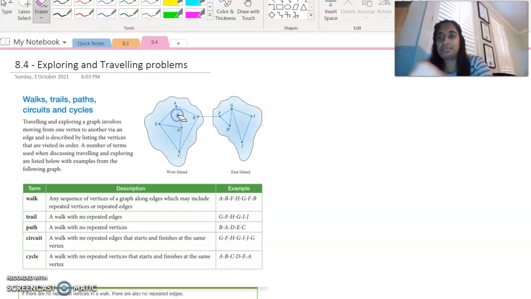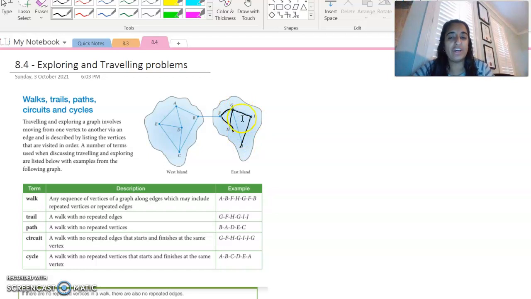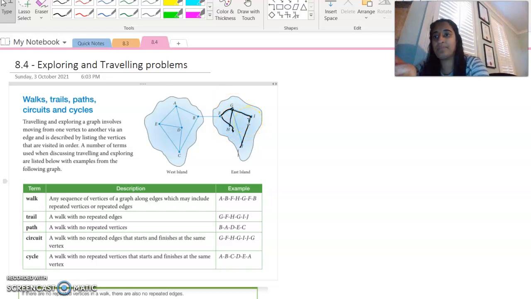The next one is what we call a trail. So a trail is basically a walk, but there's no repeated edges in it. Okay, so I could maybe start off at G. From G, I go to F. From F, we go to H, back to G, back to I, and then to J. Okay, so we can repeat a vertex, but we're not repeating an edge in that one.